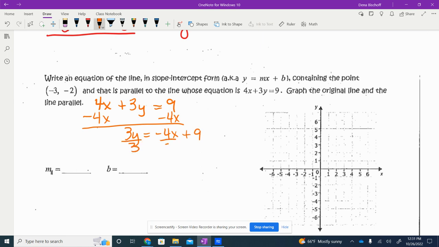Divide everything by 3. So I have the equation y equals negative 4/3 x plus 3. So my slope is negative 4/3, and my y-intercept is 3. Once you guys are ready, I want you to graph that. When you're ready, I want you to graph that.